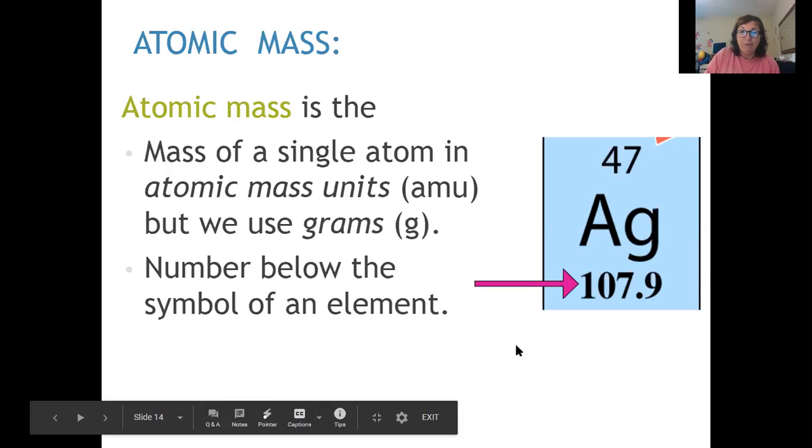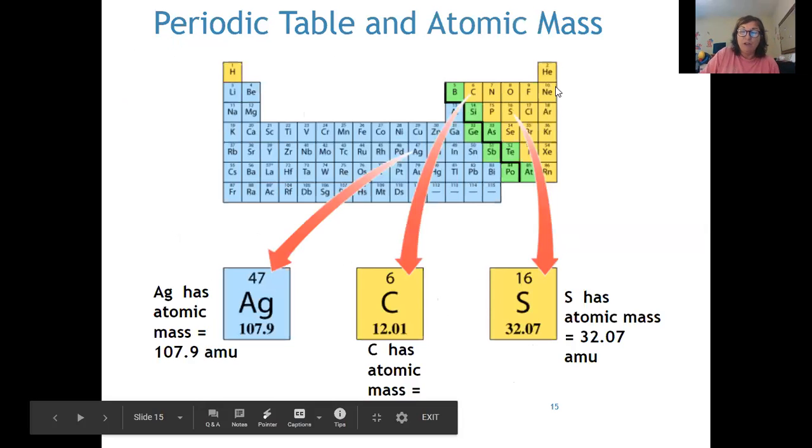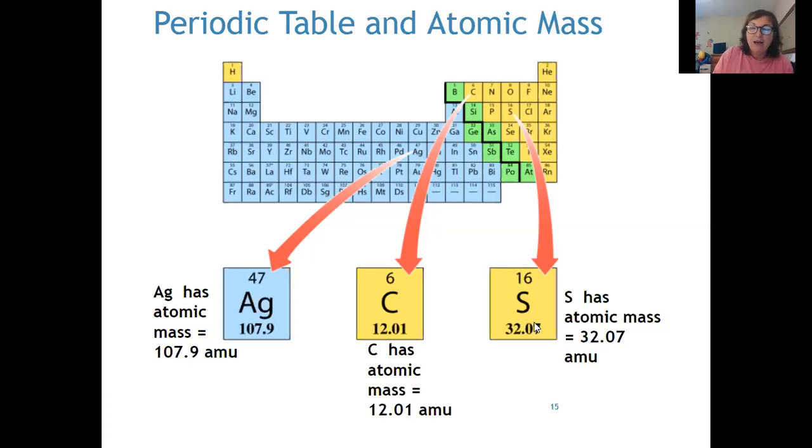Right there is a number. Now, if you look on your periodic table, silver has an atomic mass of 100.7, carbon 12.01, and sulfur 32.07. These may be a little bit different than your periodic tables just because they're rounded a little bit differently. But that's where you find the atomic mass, in the bottom of the box on your periodic table.